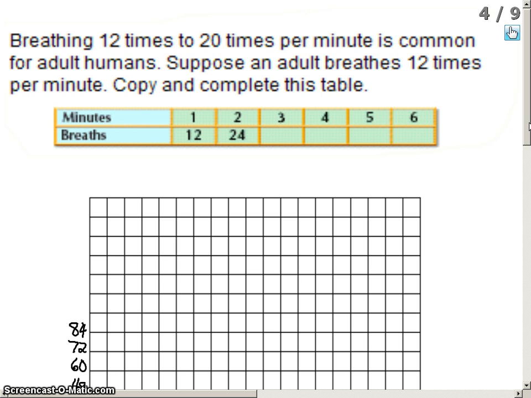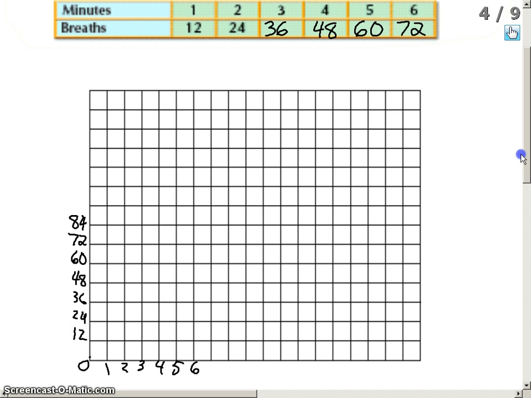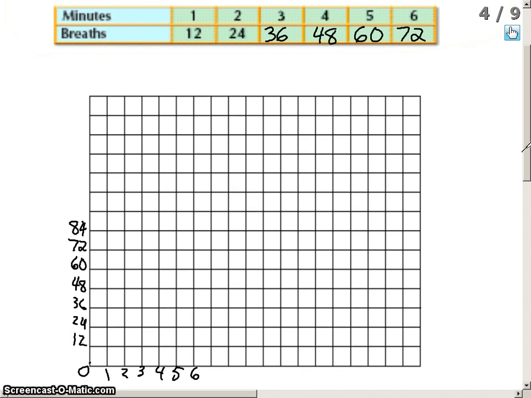So my ratio in simplest terms is 1 to 12, and then we can see 2 to 24 representing 2 minutes and 24 breaths. It would be 3 to 36, 4 to 48. You can see I'm just doing increments of 12, and the reason for that is we have breathing 12 times per minute is common, 12 to 20, and we just did 12 here. 5 minutes, 60 breaths, and 6 minutes, 72 breaths. Now what I do from here is I'm going to plot my ratios right on my grid, signifying equal ratios.